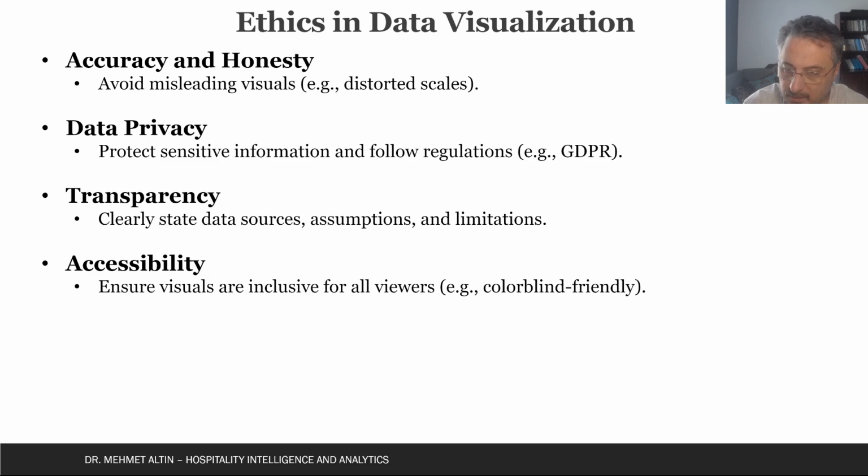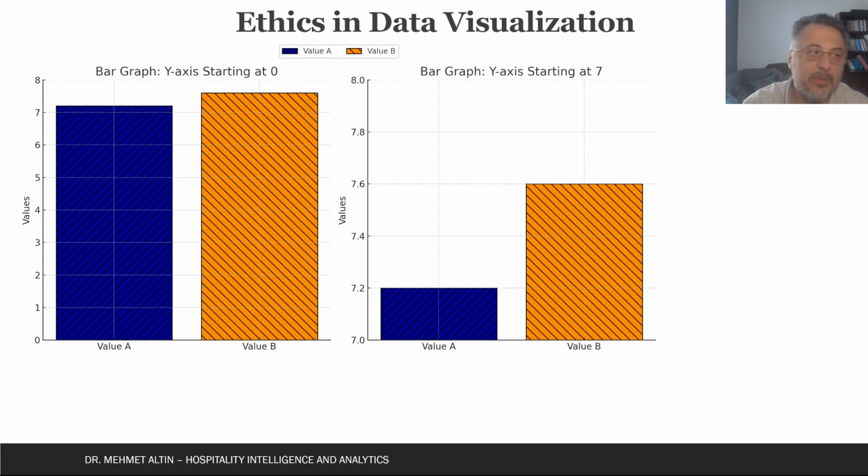We talked a little bit about it earlier, but lastly, ethical visualization is about inclusion. Design visuals that are accessible to everyone, including those with visual impairments. Use high contrast colors, avoid relying solely on color to convey meaning, and add alternative text or labels for clarity. This is the same example with just different colors.